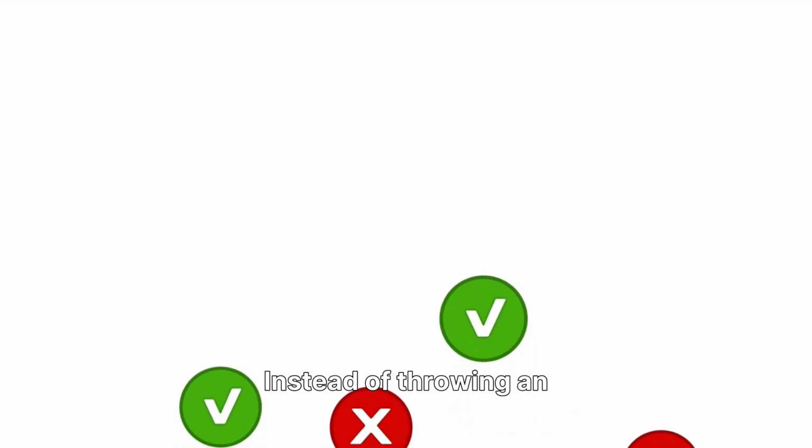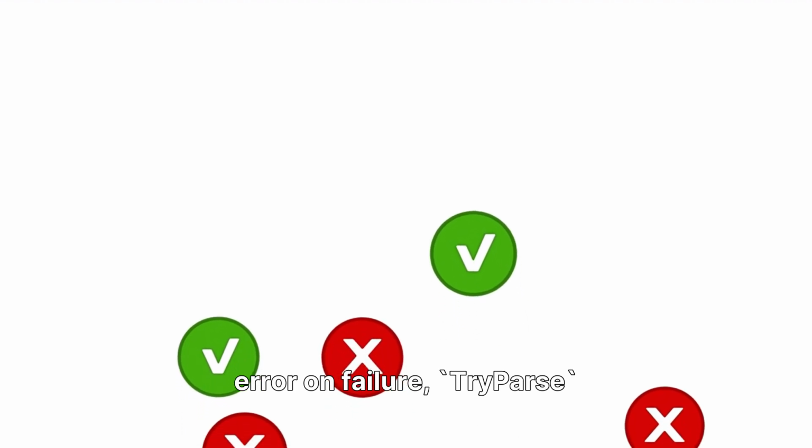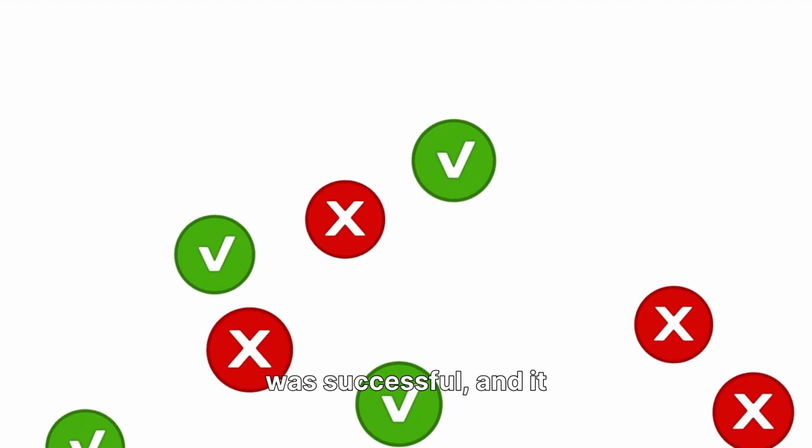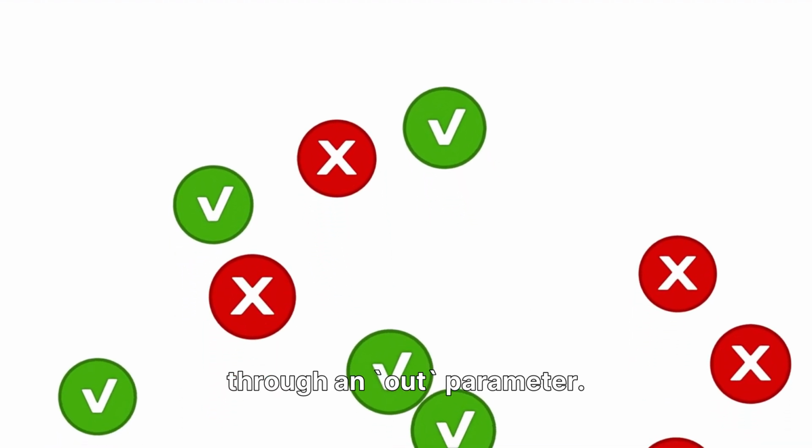In contrast to parse methods, TryParse offers a much safer approach to string conversion by avoiding exceptions. Instead of throwing an error on failure, TryParse returns a Boolean value indicating whether the conversion was successful, and it outputs the converted value through an out parameter.